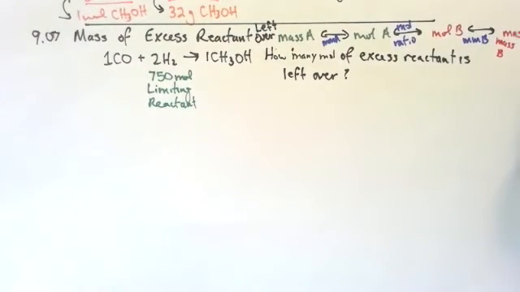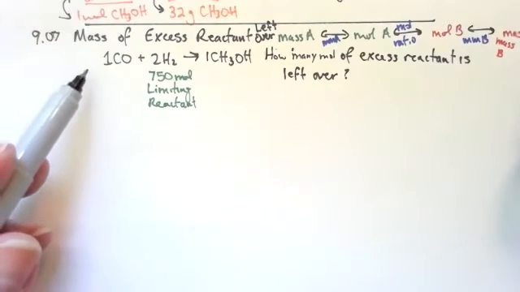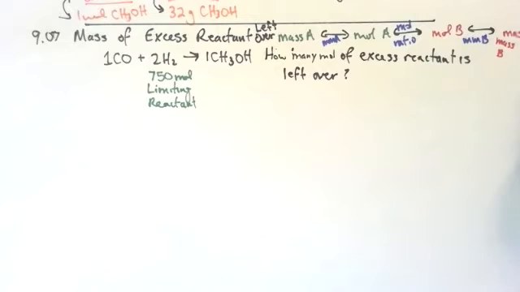In this case, for the first one, instead of doing the mass of excess reactant left over, we're going to find the moles of excess reactant left over. We can solve for moles. A lot of times they ask for mass. But again, this is going to require a two calculation process.